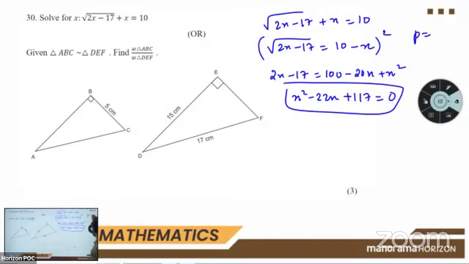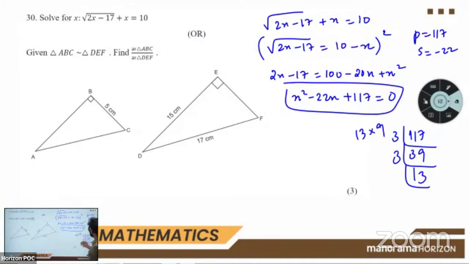So you have product 117 and sum minus 22. Can we solve that and find out the value? If the product is 117 and the sum is 22, what will be the zeros of this particular equation? So 117, I just need to prime factorize. When I prime factorize with 3, I get 39. Then again 3, I get 13. So it is nothing but 13 into 9. So 13 and 9, when I add these two, I get 22.